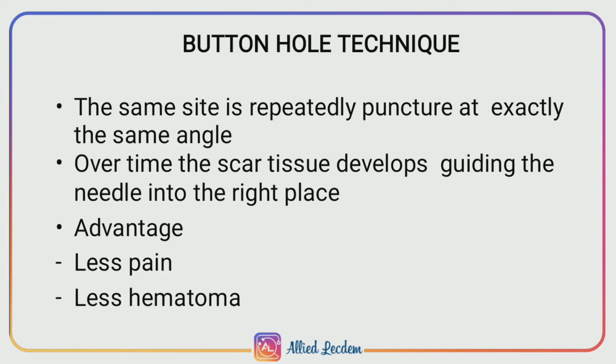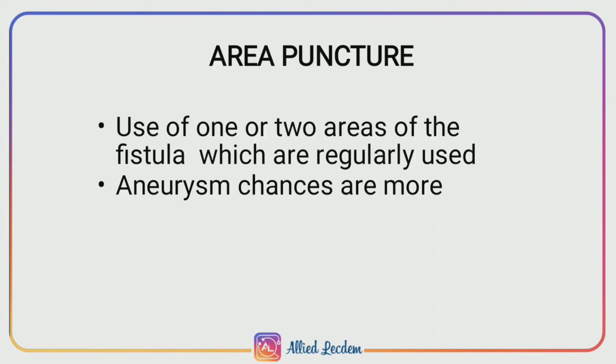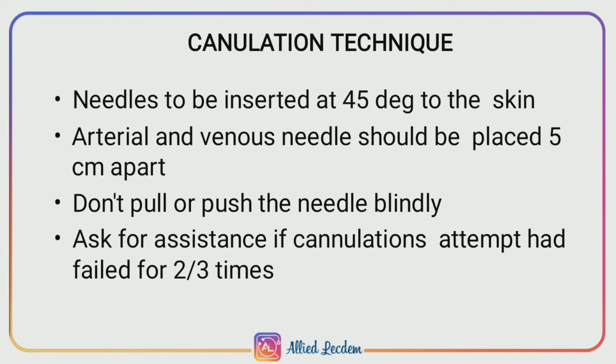Buttonhole technique: the same site is repeatedly punctured at exactly the same angle. Over time, scar tissue develops, guiding the needle into the right place. The advantages of the buttonhole technique are less pain and less hematoma. Area puncture: one or two areas of the fistula which are regularly used. Aneurysm chances are more.